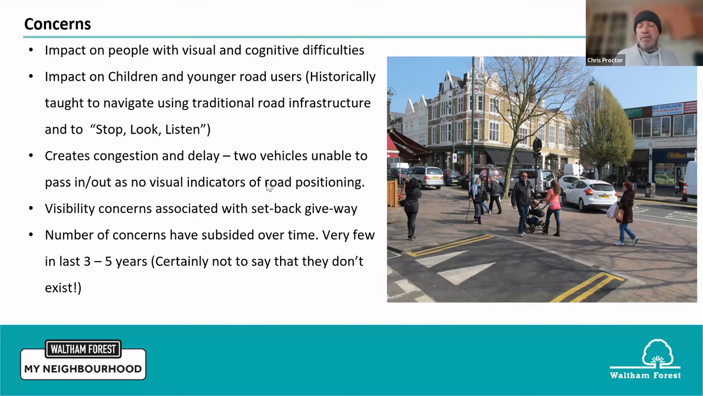So the images I previously showed weren't maybe the best ones to convey this, but most of the continuous footways have giveaways, which you can just see in the bottom left-hand corner here. If you're exiting the side road, that's where the driver should try and yield, and then move cautiously and slowly across the continuous footway area before exiting on the main road.